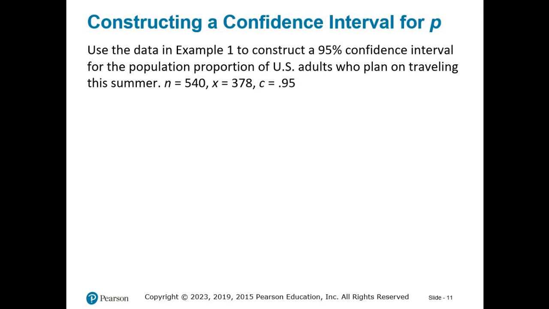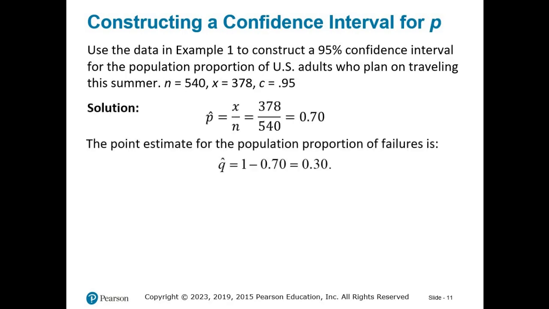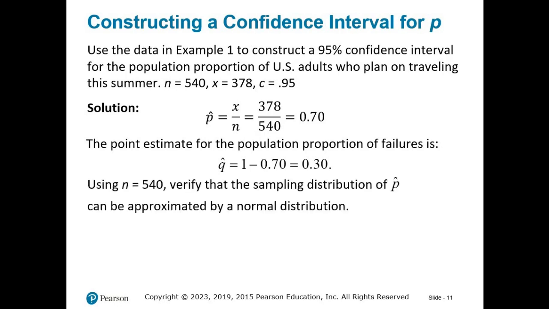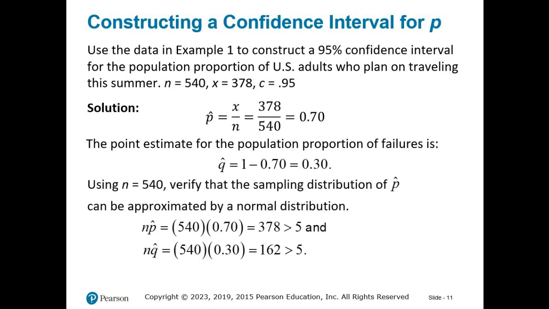Next thing we need to do is find p hat, which, if you'll remember, is x over n. So 378 divided by 540 gives us 0.70. We can use the complement rule to say 1 minus 0.7 gives us 0.3, so that is q hat. Now we need to check our products, n times p hat and n times q hat. When we do that, we have 540 times 0.7 and get 378, which is greater than 5, and 540 times 0.3, which is 162, which is greater than 5. So we're good there. You remember what comes next?